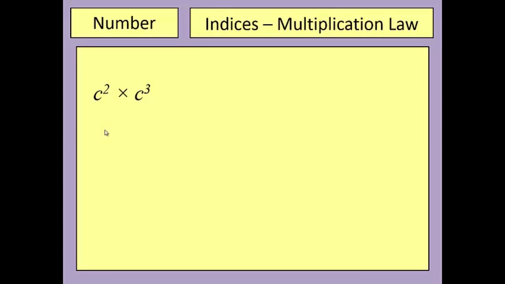In this video we're going to look at indices. Specifically, we're going to look at what we call the multiplication law for indices. Let's have a look at this with an example. So we have c squared multiplied, which is why it's called the multiplication law, by c cubed.